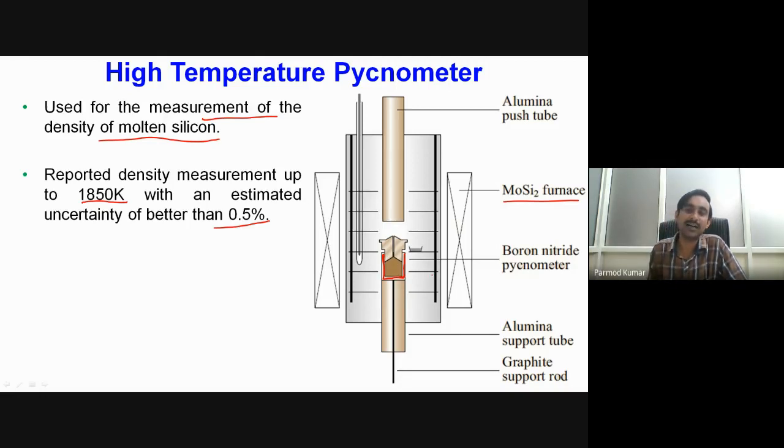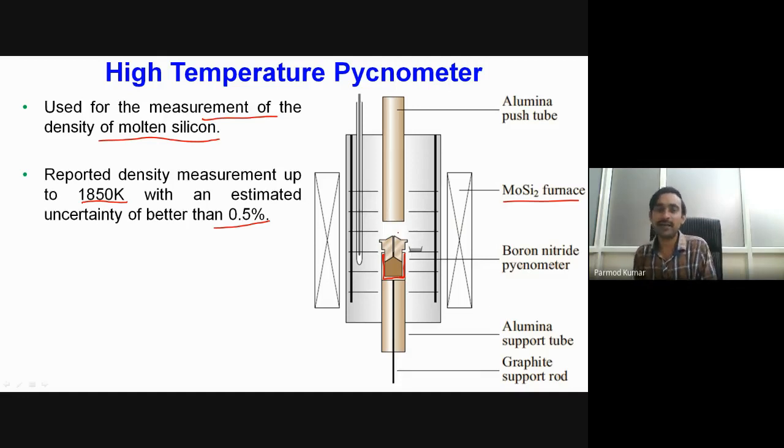After that, in this furnace, the desired temperature is achieved, which is required for liquefaction of the solid metal kept inside. And once the temperature has reached, the metal has melted. After that, with the help of this alumina push rod, the top cap of the pycnometer is pressed, and inside this there is a small capillary which allows the extra volume to come out of the pycnometer.